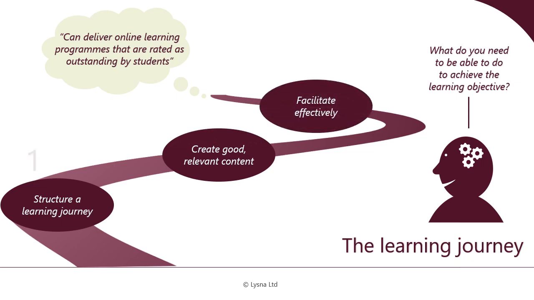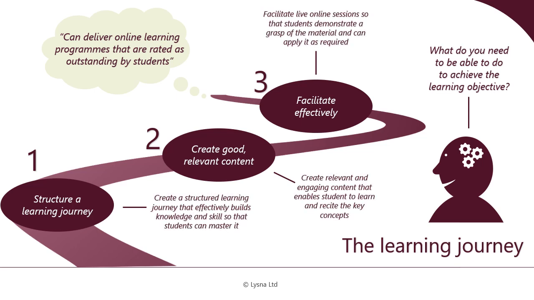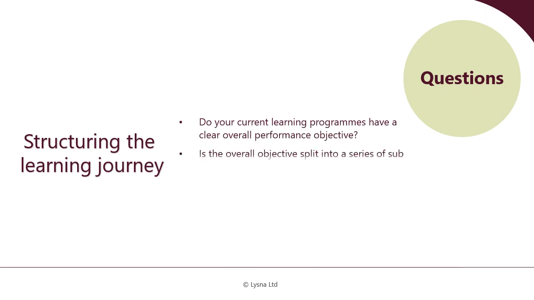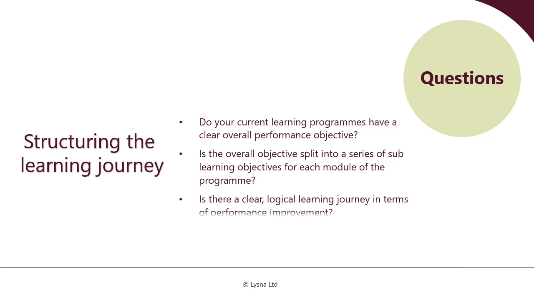So now my learning journey consists of a series of mini modules, and for each one I again create a performance-focused learning objective so that I know what I want to teach people. So now some questions for you. In your current online teaching or training program, is there a clear overall performance-based learning objective? And have you split that overall objective down into a set of sub-learning objectives for each part of your program to create a clear learning journey of performance improvement?